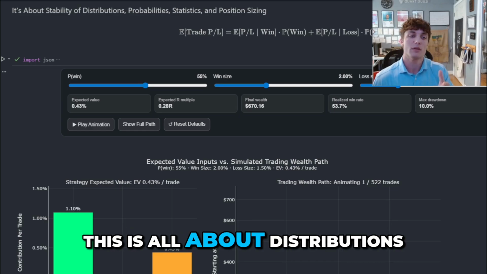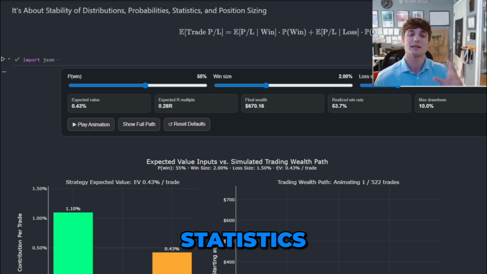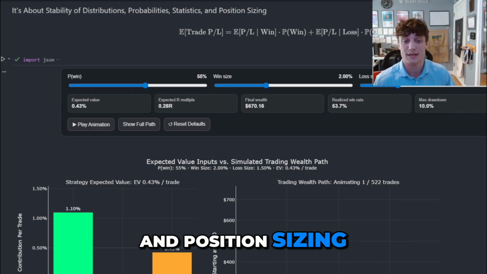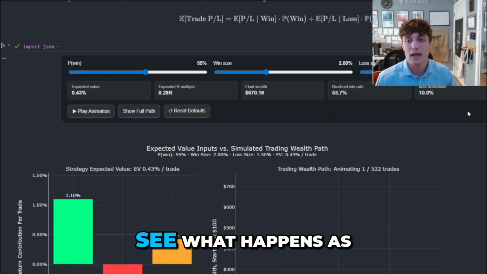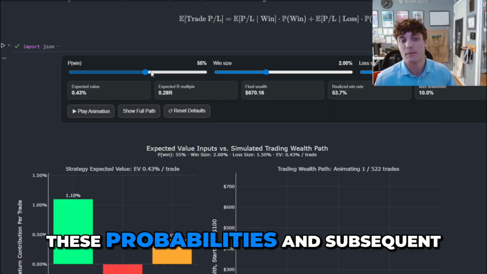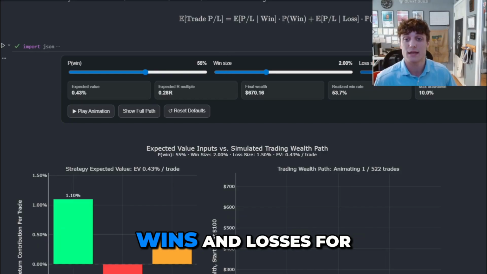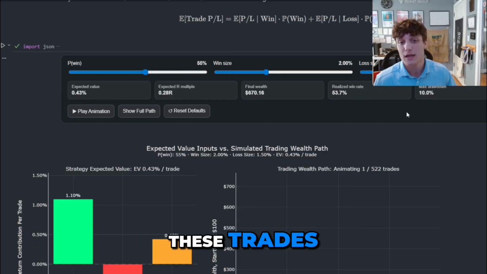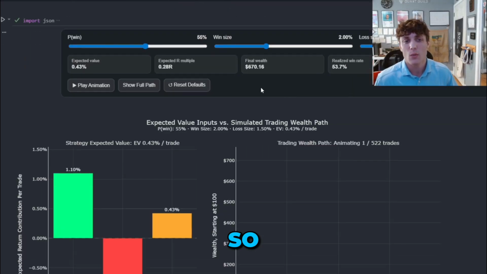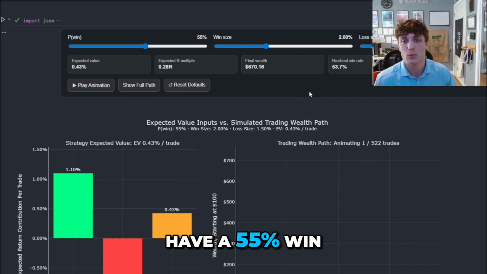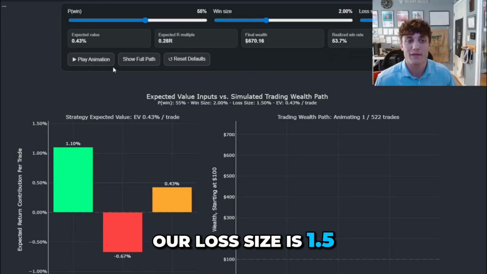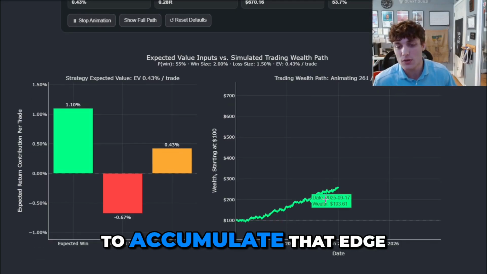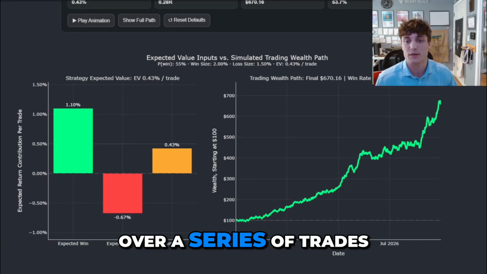This is all about distributions, probability, statistics, stability, and position sizing. I have a really cool app here that allows us to see what happens as these probabilities and subsequent wins and losses for these trades change over time. So what happens if we have a 55% win rate and our win size is 2%, our loss size is 1.5? Well, we're going to be able to accumulate that edge over a series of trades.